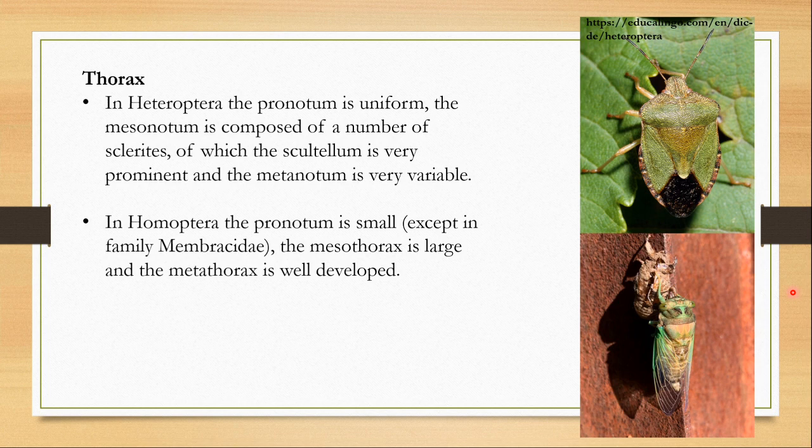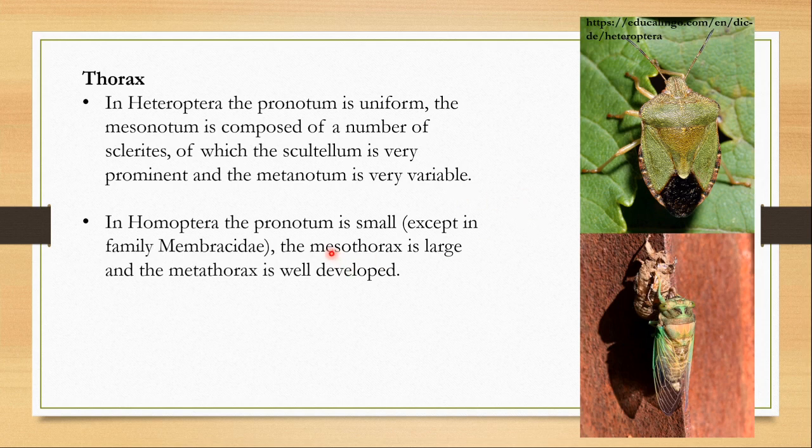Let's move on to the thorax. In Heteroptera, the pronotum, or the dorsal tergum of the prothorax, is uniform. So there is no variation in it. The mesothorax or mesonotum is composed of a number of sclerites, in which the scutellum, or this triangular sclerite, is very prominent, and it is one important character of suborder Heteroptera of order Hemiptera.